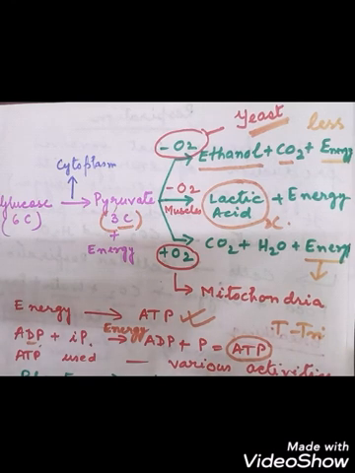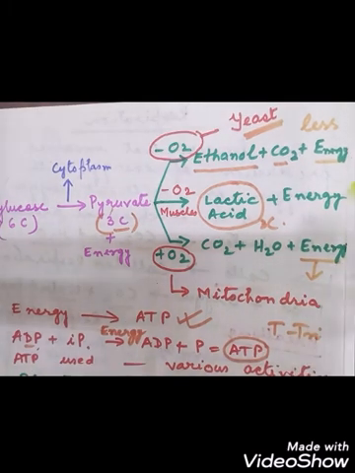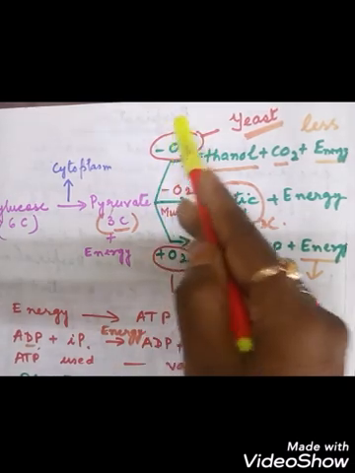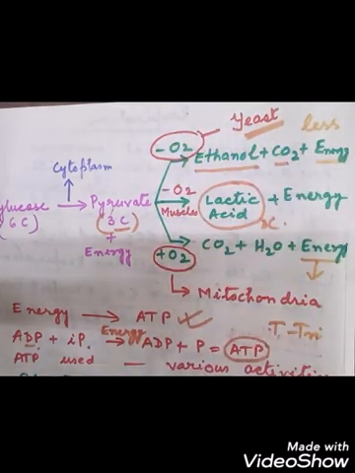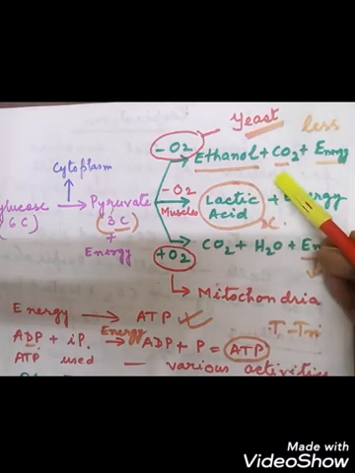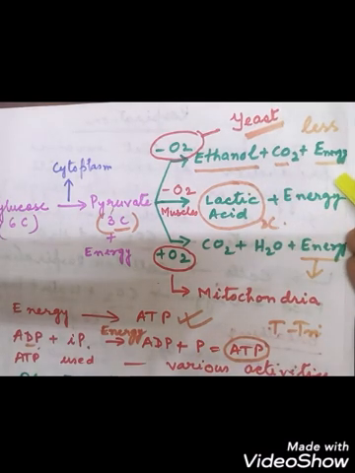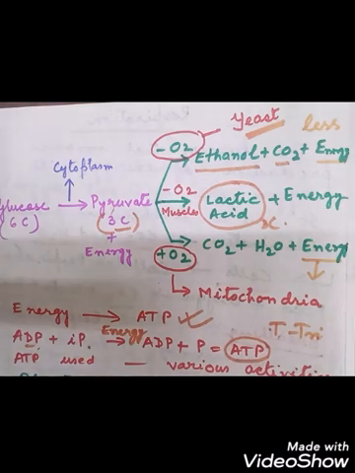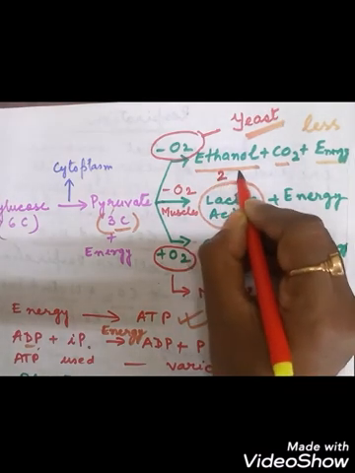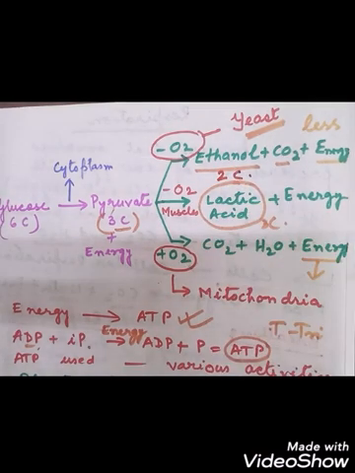Now the next stage is that this 3-carbon molecule will give out different compounds in the presence of oxygen or in the absence of oxygen. When there is an absence of oxygen, suppose in yeast, what happens? Ethanol, carbon dioxide and energy are produced. So this 3-carbon pyruvate is reduced to a 2-carbon molecule, that is ethanol.